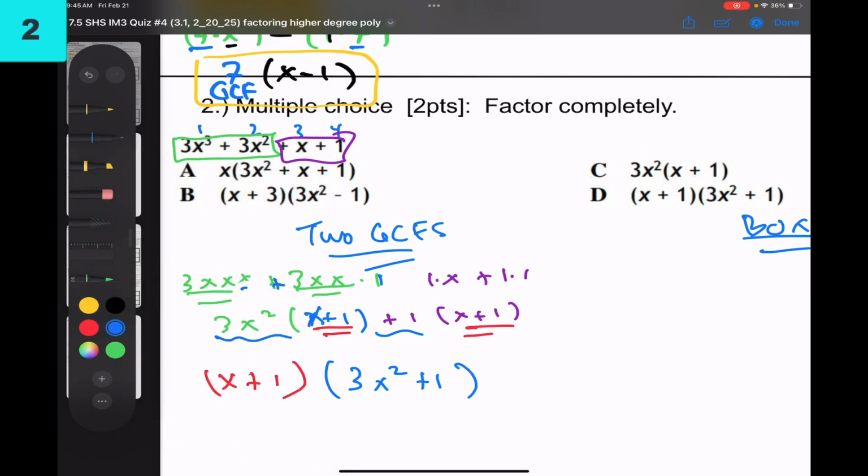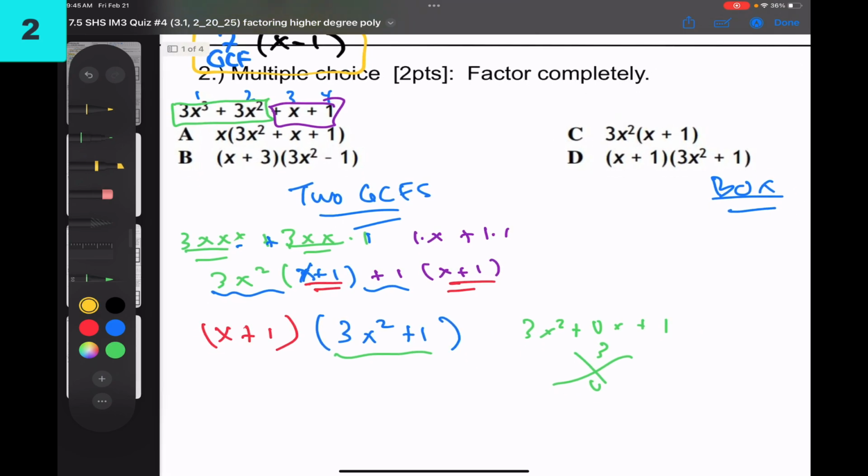Now, you could try to factor that and you realize you can't factor that again. That doesn't work. So this is our answer. And that would be choice D.